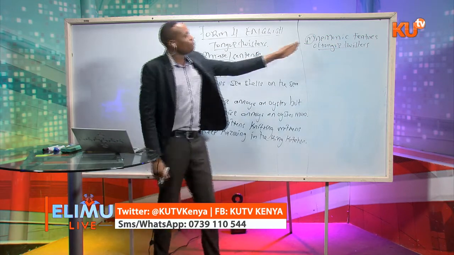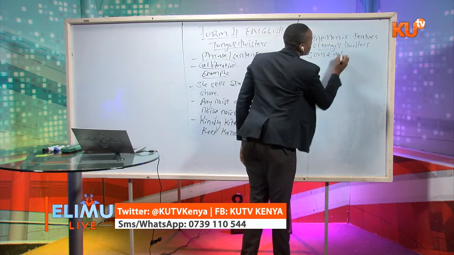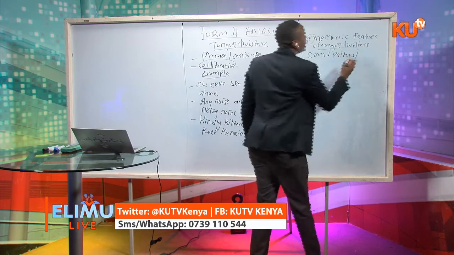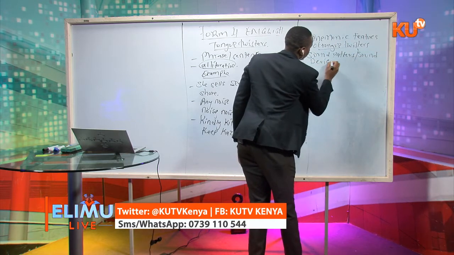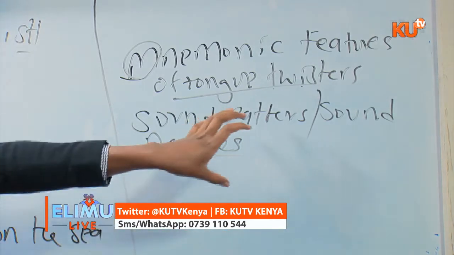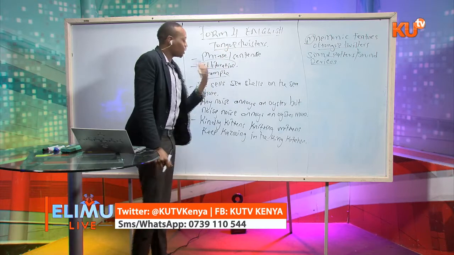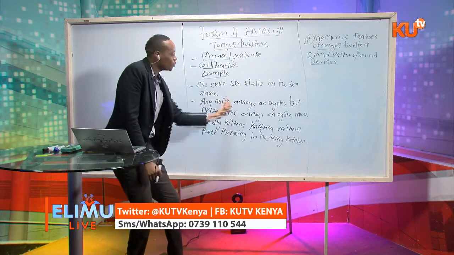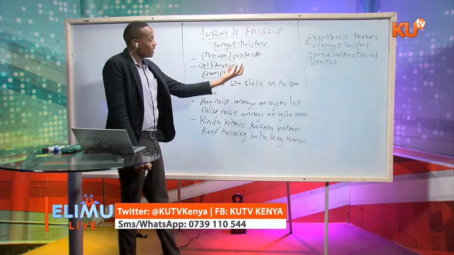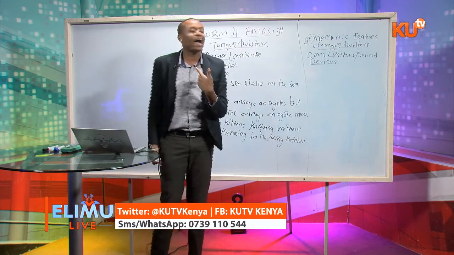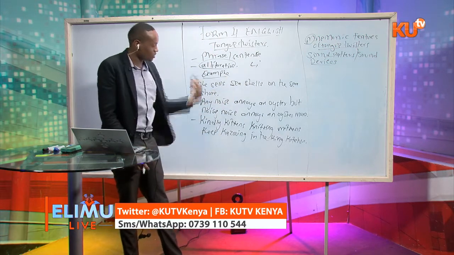So when you talk about the mnemonic features, they are also called the sound patterns or sound devices. So let's look at the sound devices, or the mnemonic features, or the sound patterns which are found in the tongue twisters. We have case examples of our tongue twisters, and we shall give as many as we continue. We shall also give tongue twisters in our mother language, or L1, in your mother tongue.